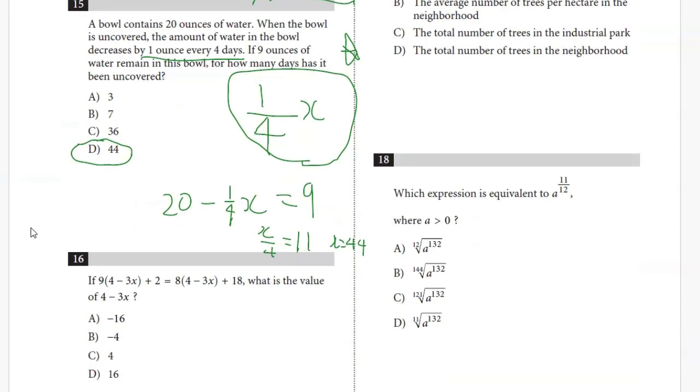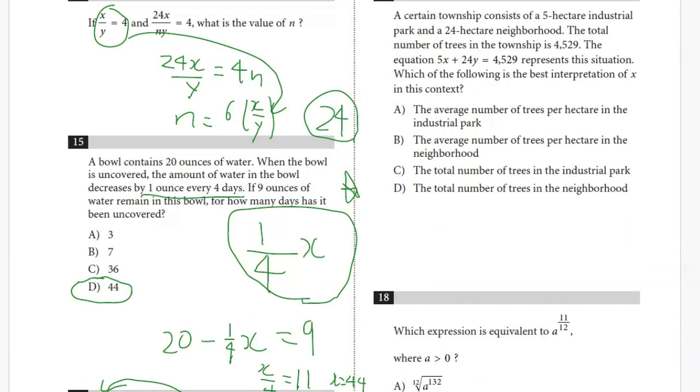Moving on to 16. If 9(4 minus 3x) plus 2 is equal to 8(4 minus 3x) plus 18, what is the value of 4 minus 3x? Okay, no need to do any complicated computation here. I'm going to move whatever this is to the left and whatever this is to the right. So it becomes 4 minus 3x is equal to 16. So D is the correct answer.